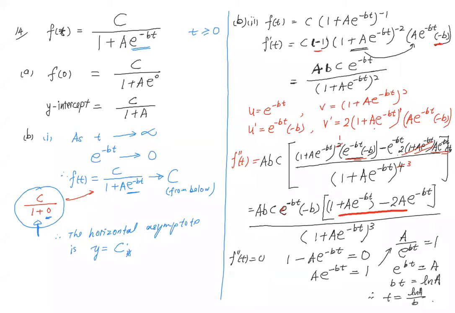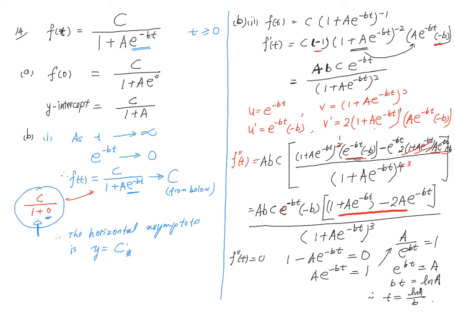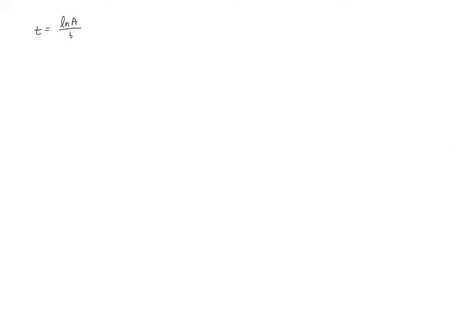Okay? So after you get the time for the inflection point, what you need to do is find the y. So now I go to here. My t is equal to ln A over B, or e to the power of bt is equal to A. So this is the inflection point.